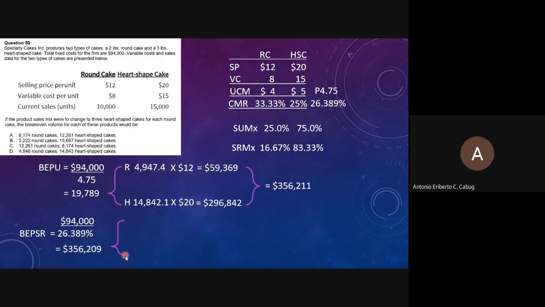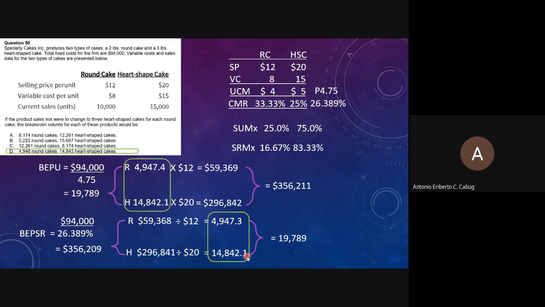What is the round shape and the heart shape ratio? That's 16.666% round, 83.333% heart, giving you the following revenues. 59,368 from round, 296,841 from heart shape. Divide both by the prices if you want to arrive at the units. Still 4,947 and 14,842, a total of 19,789. The correct answer is indeed letter D.